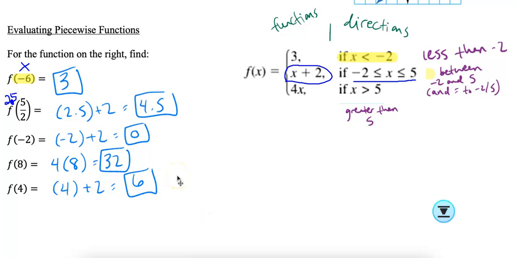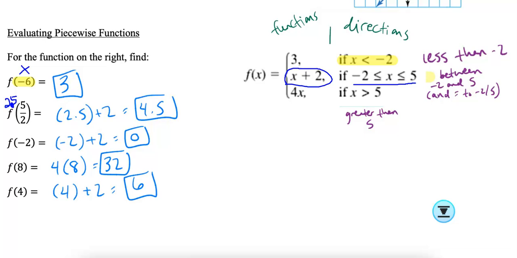So when you are evaluating functions, you're taking the number in parentheses and substituting that in for your x values, making sure to substitute it into the correct function based off the domain ranges. All right, let's do another one together.